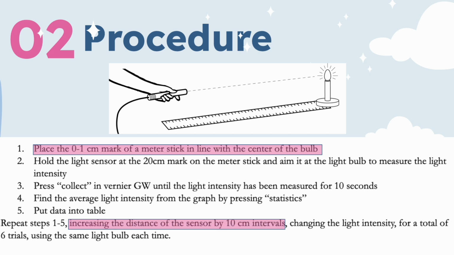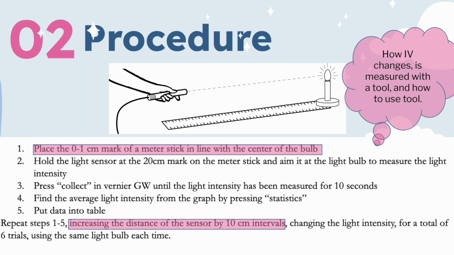We see that the distance changes, and I would give this full credit, all 3 points for independent variable. Notice how it describes how the independent variable was increased, the distance increased, that's how it changes. It's measured with a meter stick, that's the correct tool, and how to use that tool. We measured from the center of the bulb to the light sensor.